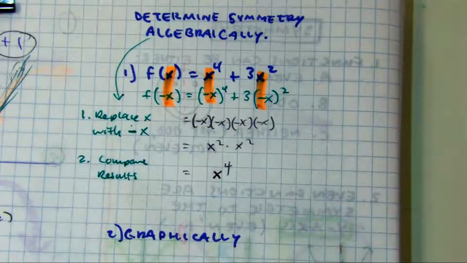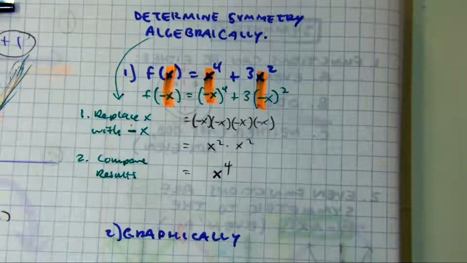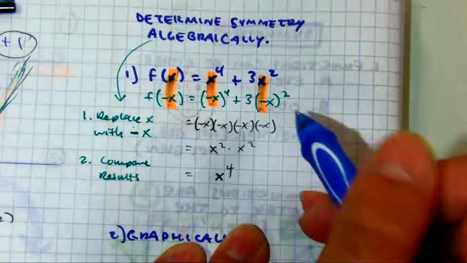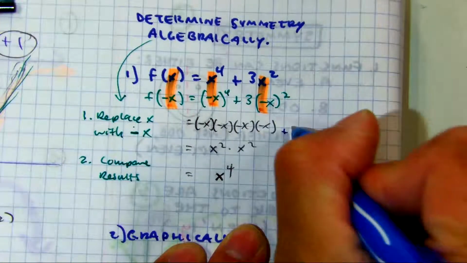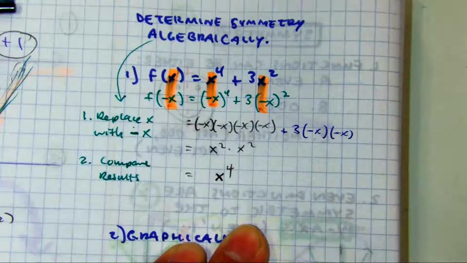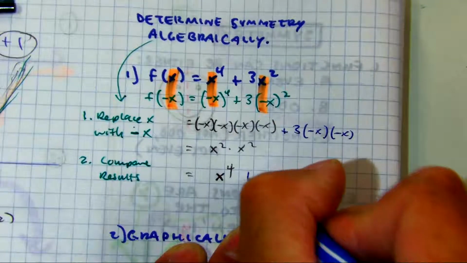Alright, let's do the other one now. Negative x squared is going to be what? Negative x times negative x. And negative x times negative x? So that'll become positive 3x squared.